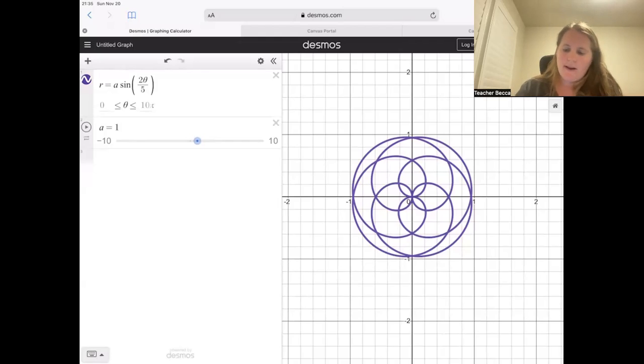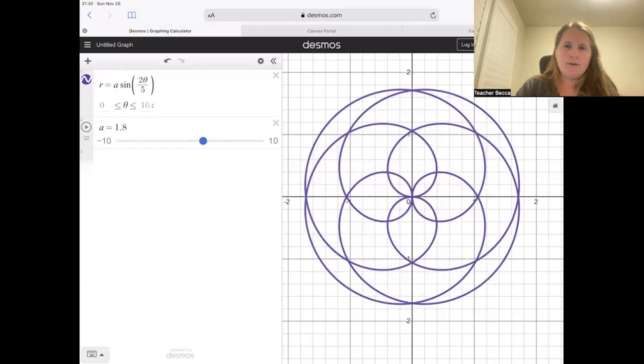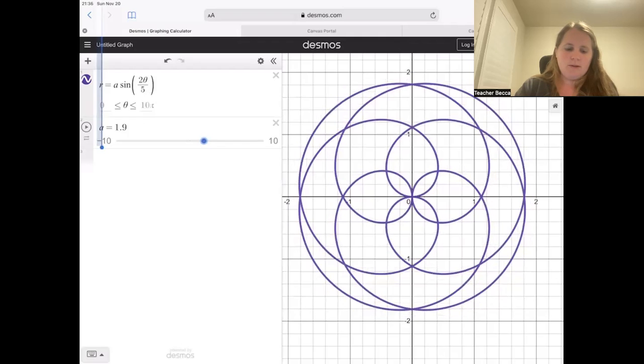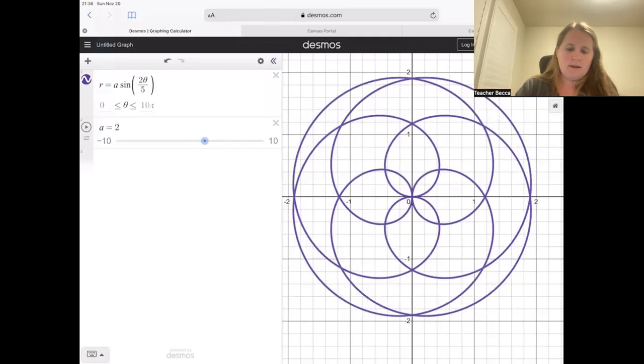I then have set this for A equals 1. We get this lovely shape, hence why they call this a rose. If we make A larger, so now A is 2, all it did is it made the shape a little larger. So if R equals A sine of 2 theta over 5, we get this rather nice shape here that looks a bit like a rose.